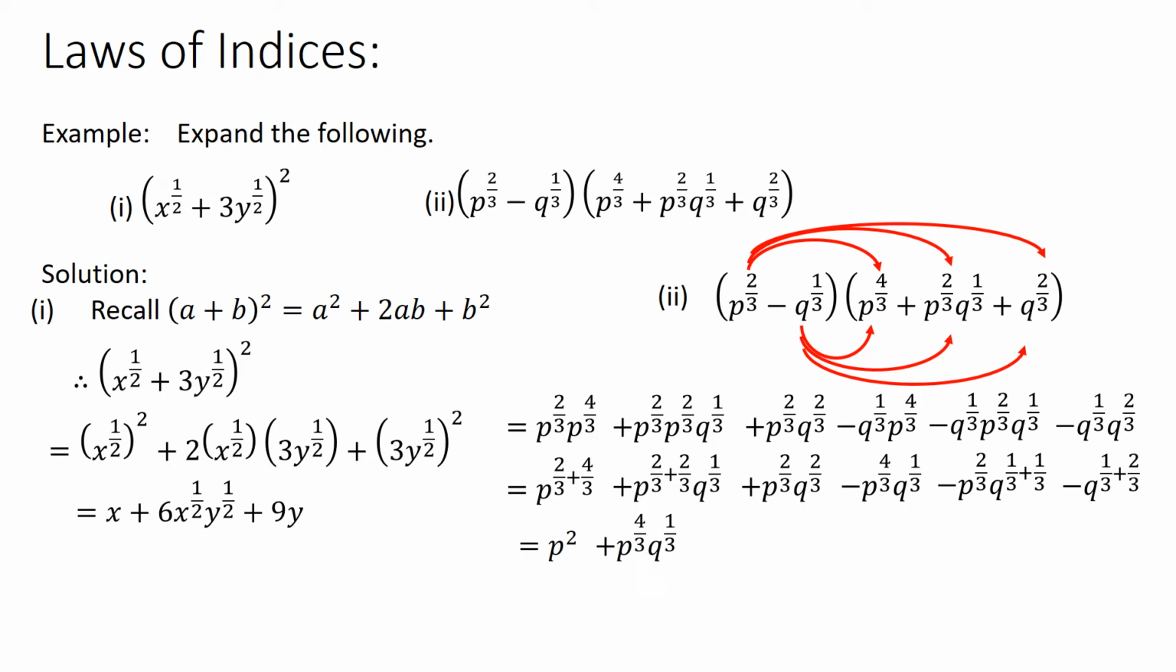So the answer will be p squared plus p to the power 4 over 3 q to the power 1 over 3 plus p to the power 2 over 3 q to the power 2 over 3 minus p to the power 4 over 3 q to the power 1 over 3 minus p to the power 2 over 3 q to the power 2 over 3 minus q. And we can cancel the like terms. And finally, our answer is p squared minus q squared.